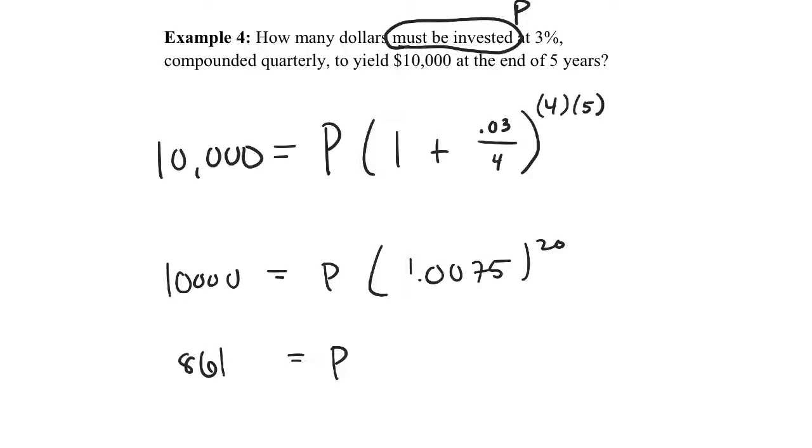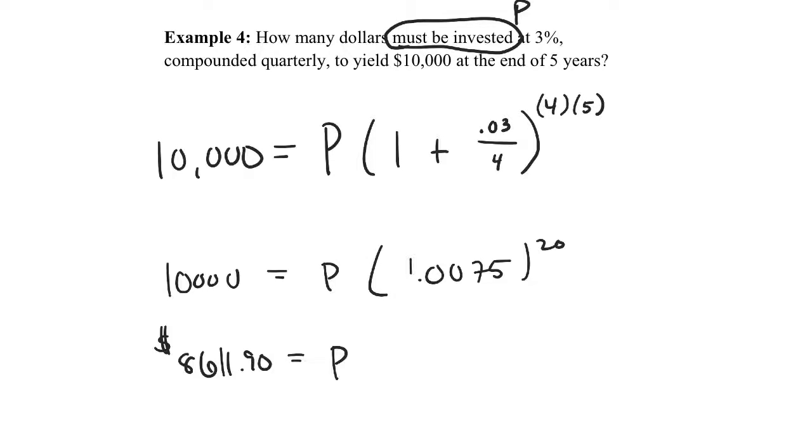So this is what we'll get as an answer if we do the math for this one. This is the principal amount invested that we need to make $10,000. So we clearly have to invest a certain amount that's less than 10,000. If your answer comes out to be more, it doesn't make sense, right?